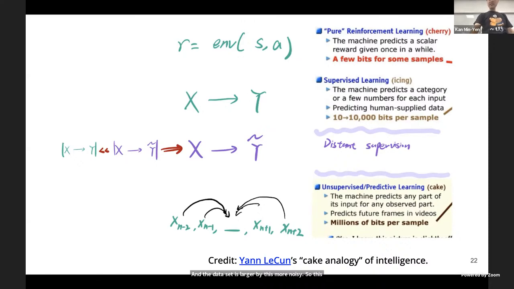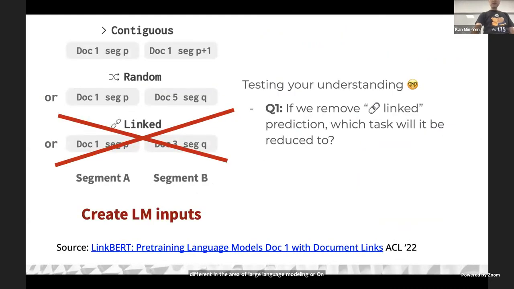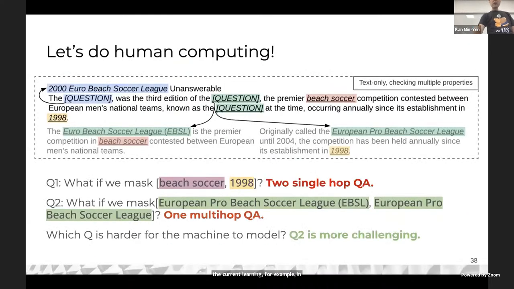But the actual implementation is a little bit different in the area of large language modeling or the current learning. For example, in Xiang's work, right? So you're asking how we actually operationalize the distance supervision. My short answer is that the evidence pair we used here are the distance supervision, but the actual learning is still performed in a supervised style because they are supervised to extract the answer from this evidence. Why we call it distant is that the evidence for it to reason upon might not be the correct evidence. It might be noisy evidence. So that's why we call it distance supervision. But for me, it's still pretty much supervised work. Have I answered your question?